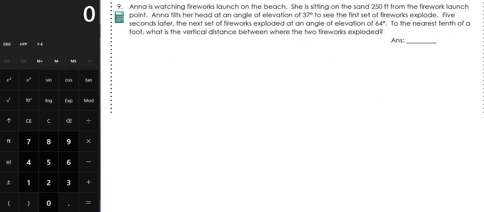Number 9. This is our first calculator question. Pause the video, read the question for yourself once, and then come back and we'll go through it.